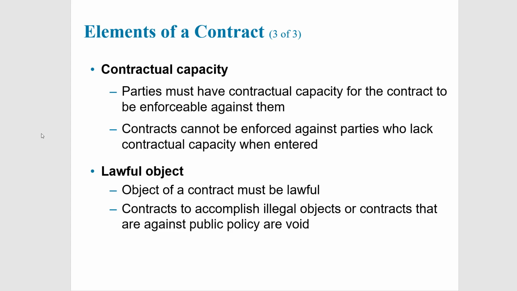Contractual capacity means the person has the mental capacity or is of a certain age in order to form a contract. So someone has to have reached the age of majority. In most cases, there are some few exceptions, but they usually have to be 18 years or older, and then they have to be of sound mind, have that mental capacity in order to be bound to a contract. And then, of course, whatever we're contracting for has to be legal. I could draw up a contract that has all the legal elements in place, but if it's to sell illegal drugs, then of course no court is going to enforce that contract.